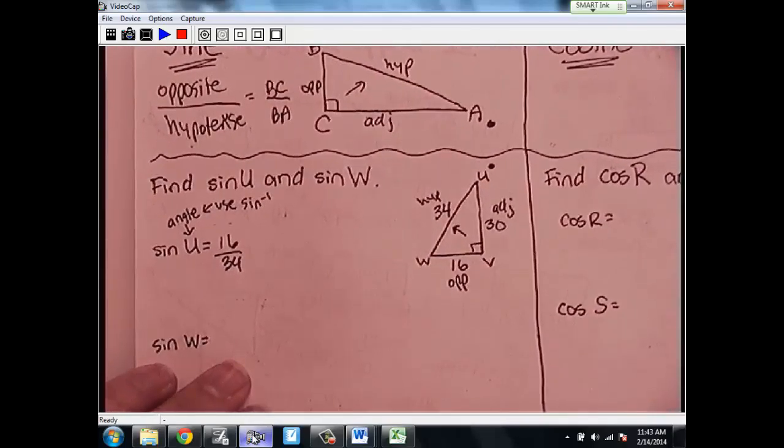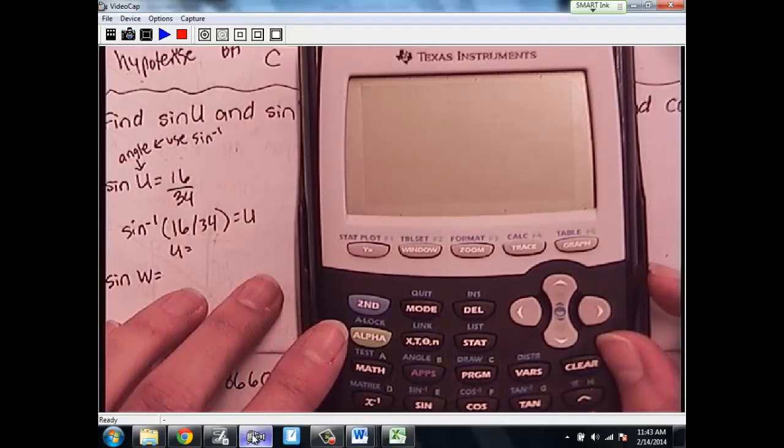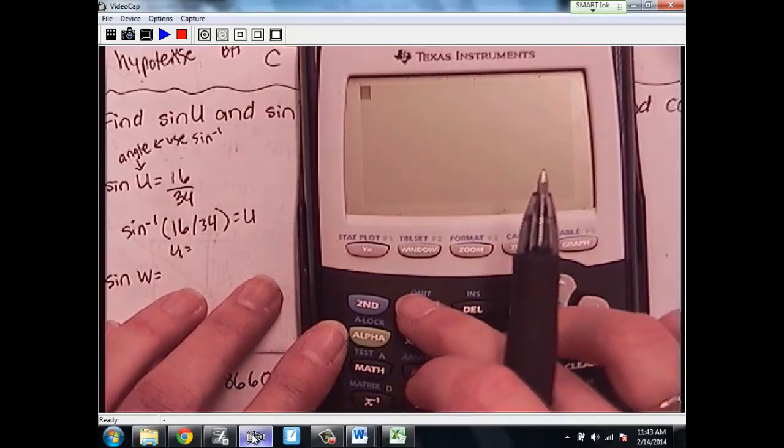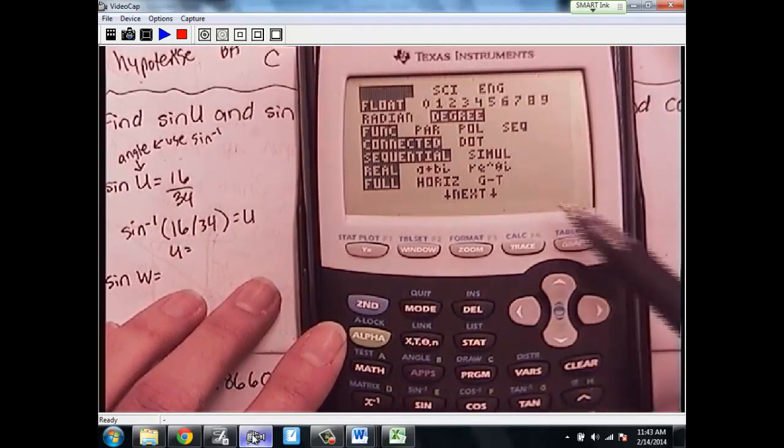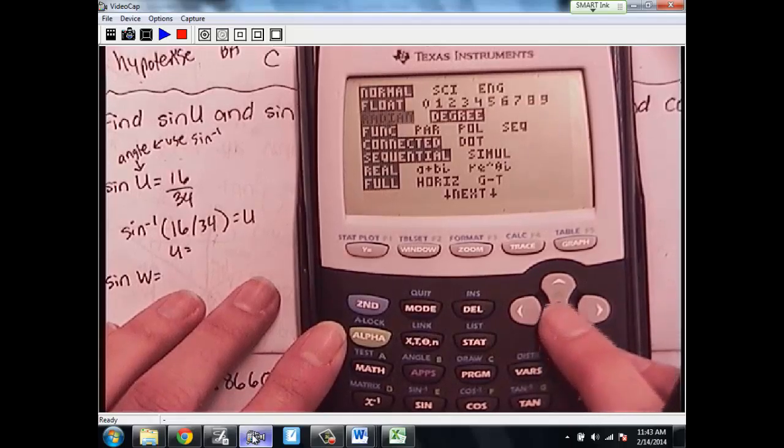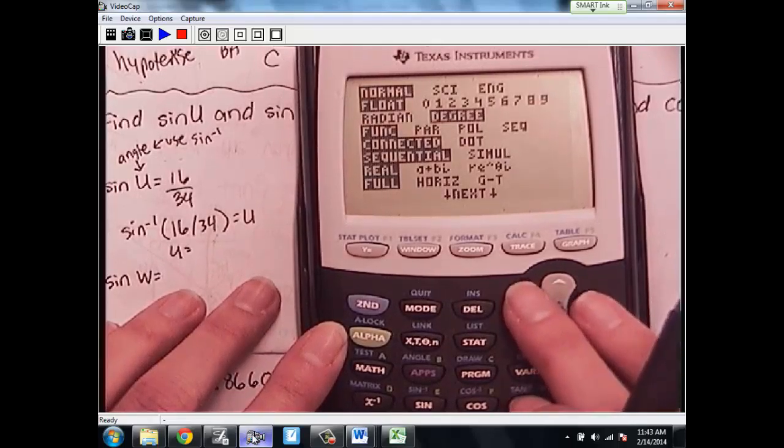So U equals, what do we need to check first? Is the calculator in degree mode? So you push the mode button right here, and it needs to be highlighted black and say degree. If it doesn't, arrow down, arrow over, push enter to turn it on, to turn it black. So I go second quit. Now I can type it in.